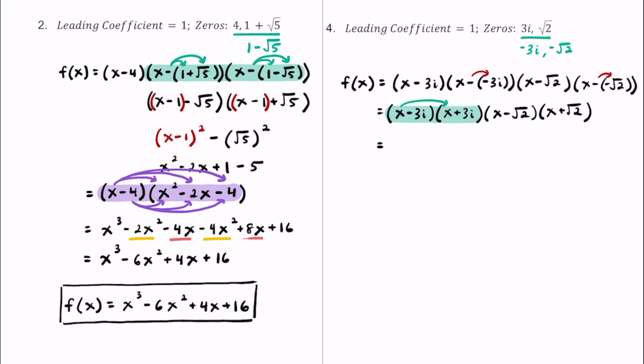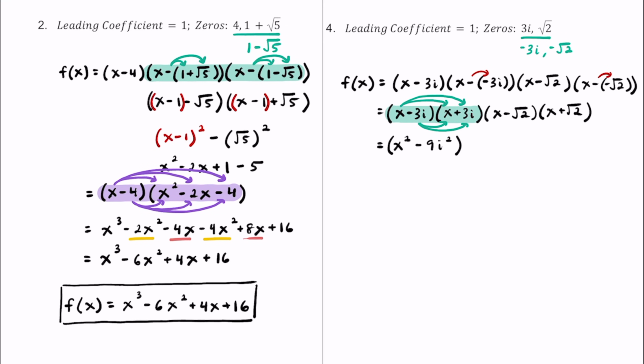times x, that's going to get us x squared. Go ahead and write it just like this. If we multiply x times this 3i, that's going to be 3ix, and this is going to be negative 3ix, so they're going to cancel each other out. And then we're going to have this negative 3i times positive 3i, and that's going to be minus 9i squared. Okay, so that's going to be what we have over here.